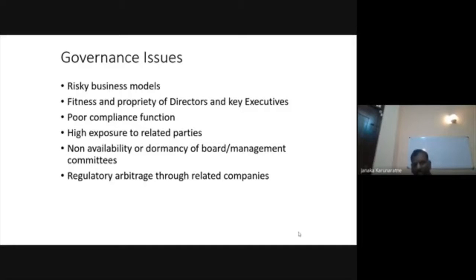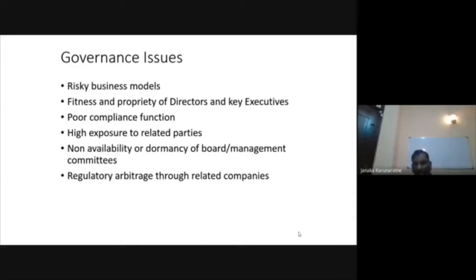So it's very important to maintain related party lending at an acceptable level, and there are also some regulations with respect to related parties or individuals. So ensure you adopt the right strategy. But of course, if you have high exposure, it's a possible indicator of a governance issue and a problem.